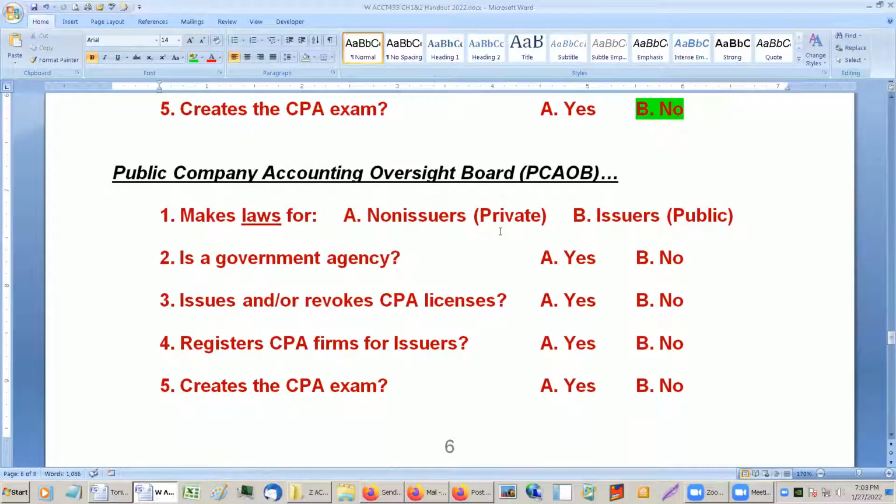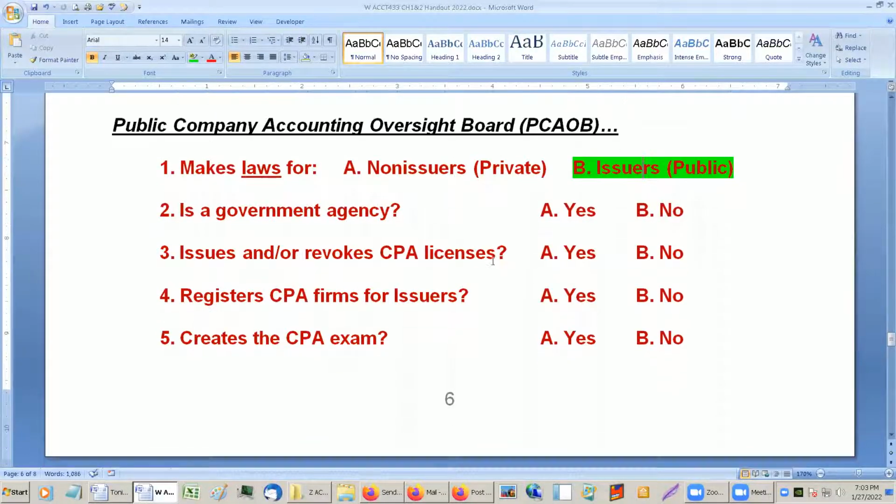PCAOB, this is underneath the Securities and Exchange Commission. They make laws for issuers. Only issuers. If you're not an issuer, they have no jurisdiction over you. So IBM, they have to follow the rules. Joe's hot dog stand does not.